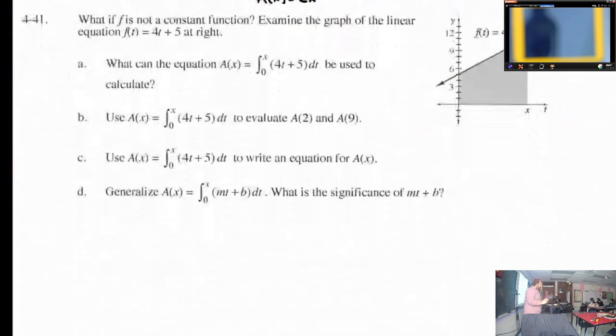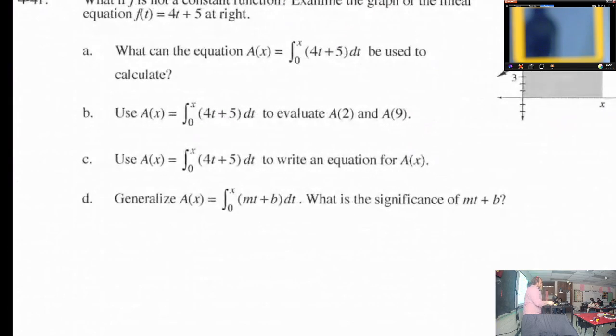So let's look at 41 for a minute. It's going to get a lot more complicated, even though we just added one little bit to this. You'll notice the only difference between 41 and 40 is that now it's a diagonal line. It's no longer a horizontal constant function. It's got a whole other thing, 4t plus 5.